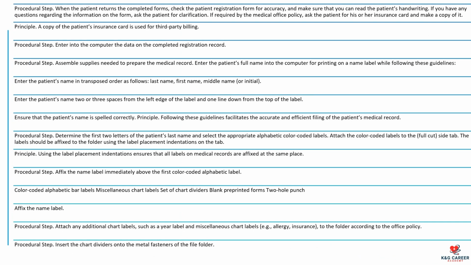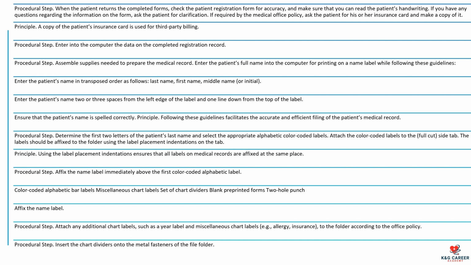Procedural step. When the patient returns the completed forms, check the patient registration form for accuracy, and make sure that you can read the patient's handwriting. If you have any questions regarding the information on the form, ask the patient for clarification. If required by the medical office policy, ask the patient for his or her insurance card and make a copy of it. Principle. A copy of the patient's insurance card is used for third-party billing.